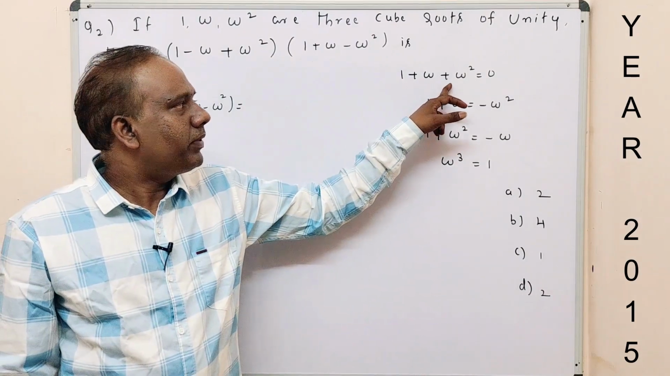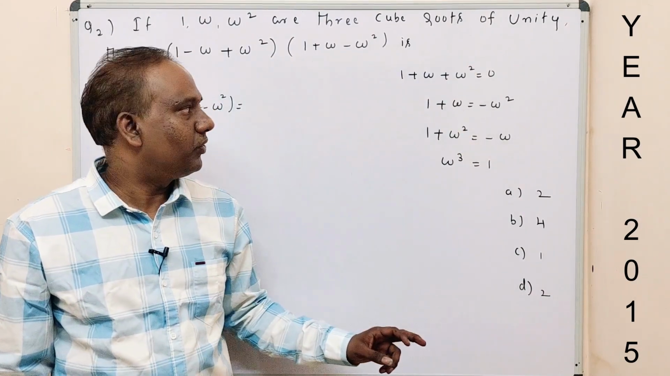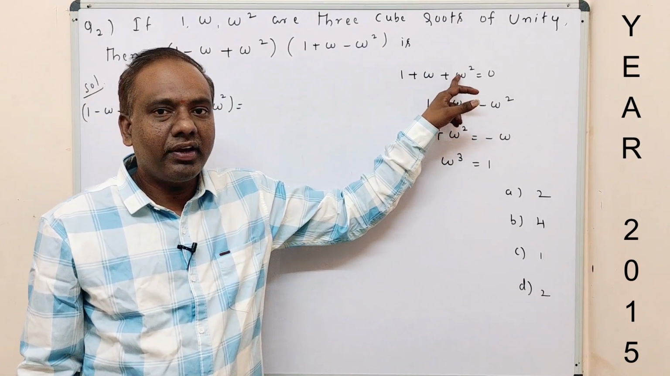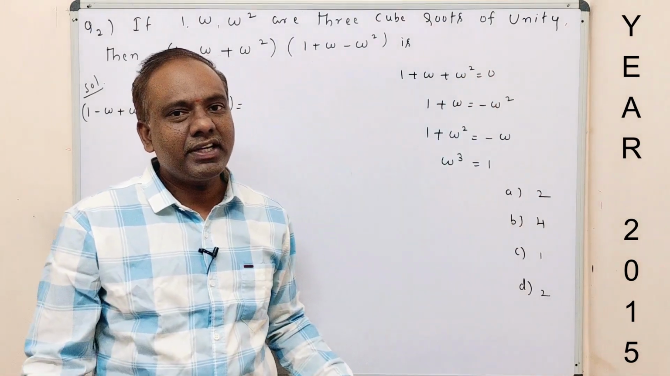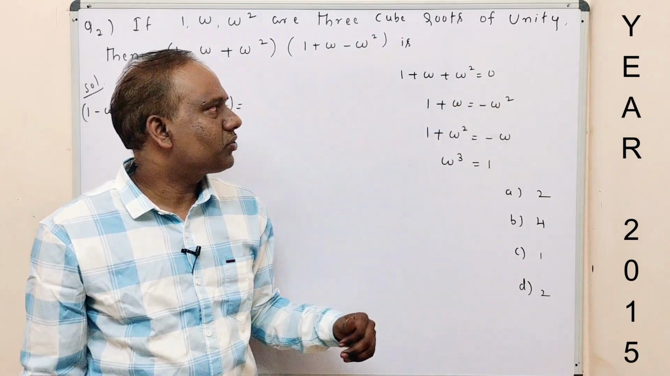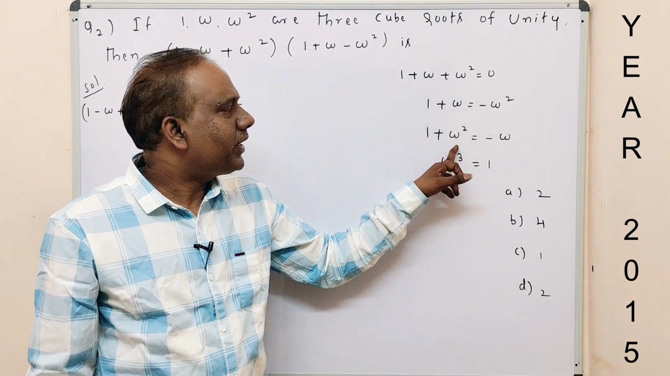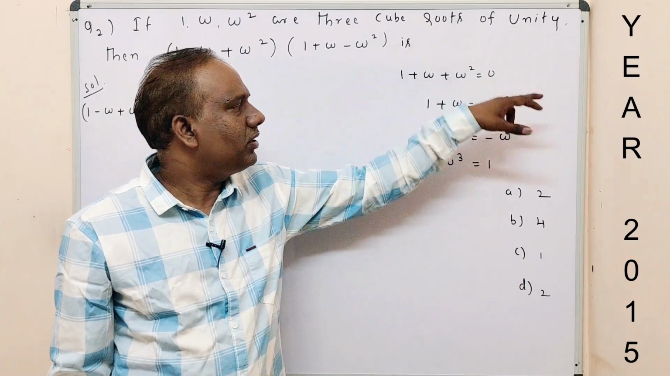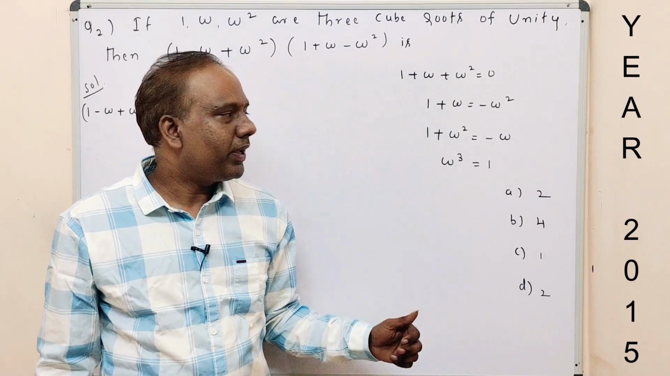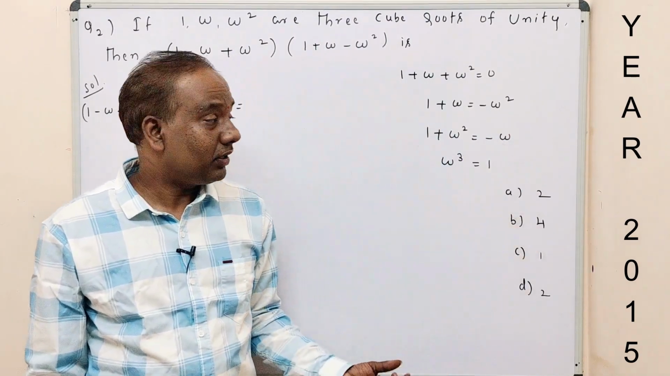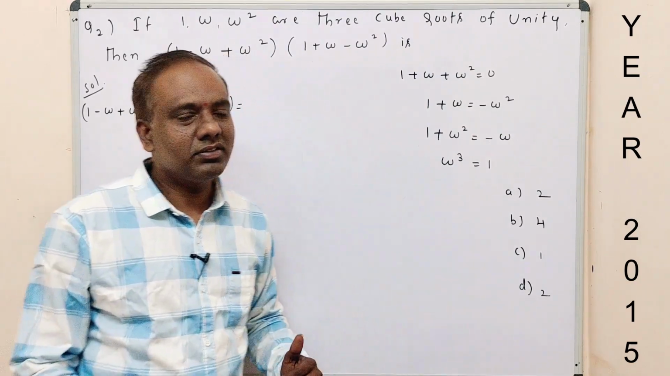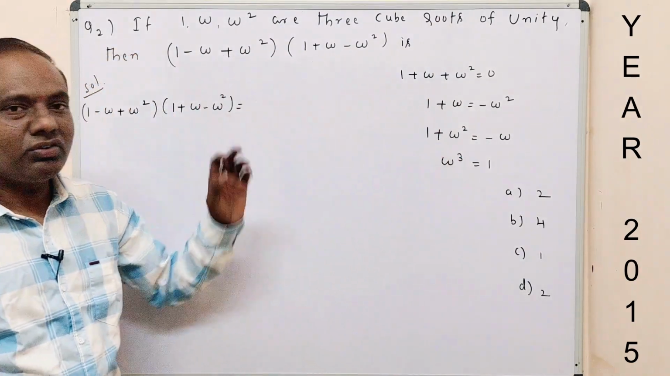Actually 1 plus omega plus omega square is equal to 0. Here 1 plus omega is equal to minus omega square, if you take the right side. Like that, 1 plus omega square is equal to minus omega. And omega cube value is 1. Please remember this. If you know this, it is actually very easy.